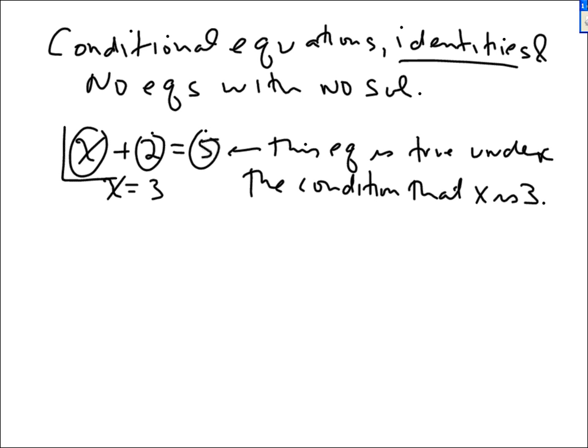So I'm going to give you some equations, and you're going to have to state if they're conditional equations, an identity equation, or equation with no solutions. For this one, it is conditional. It's a conditional equation. Why? Because it's only valid, true, under a condition. x must be 3.